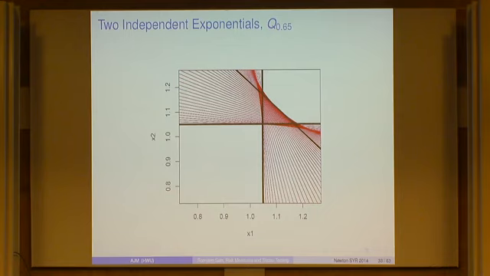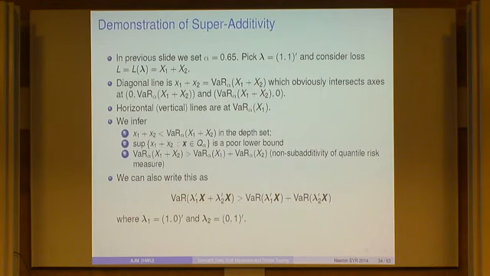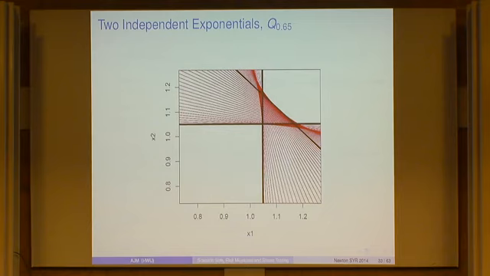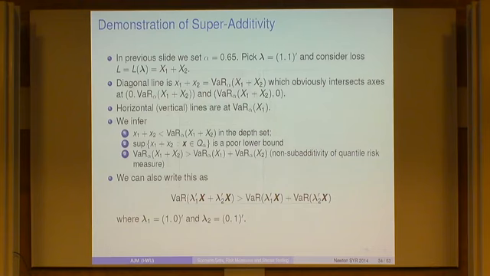That's the diagonal line, and you can work out what the points of intersection are. Obviously, the points of intersection are (0, VaR_alpha) and (VaR_alpha, 0). The horizontal and vertical lines, on the other hand, are at the value VaR_alpha of x1 or x2, because it's the same exponential distribution. So from that construction, let's just jump to point 3, you immediately see that the alpha VaR of x1 plus x2 exceeds the sum of the alpha VaRs. So that's a very simple superadditivity example.